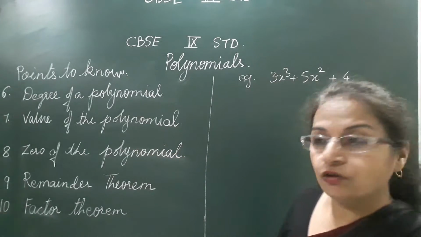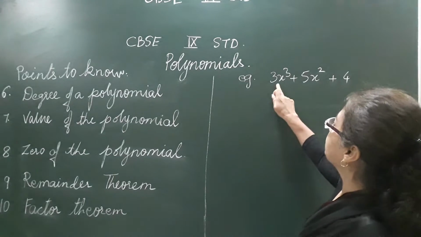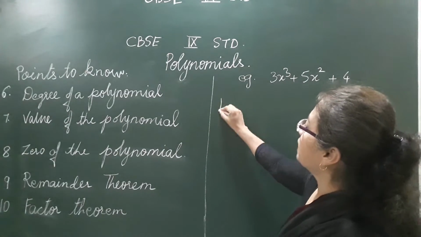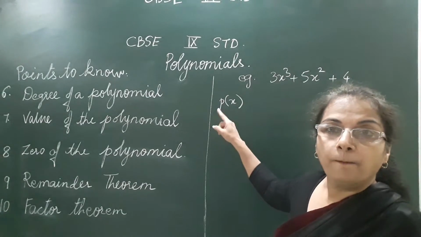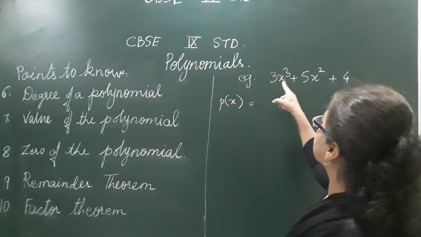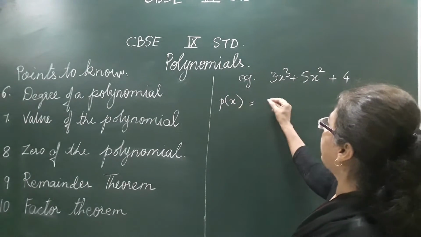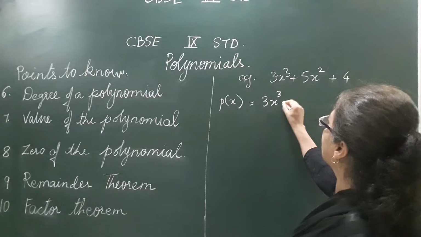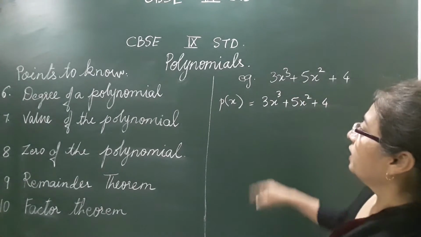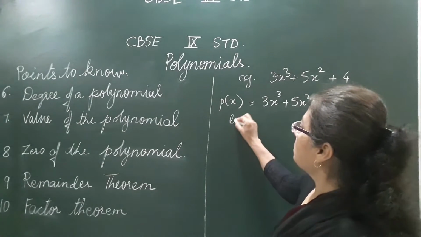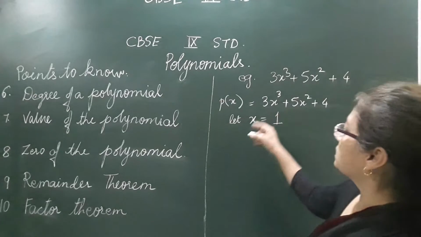How will you find the value of the polynomial? First, for that, I am giving you a small idea. This can be written in short form as a polynomial with variable x. It's also called a function p of x. I can express this polynomial in the variable x, or p of x, as 3x cubed plus 5x squared plus 4. If I say let the value of x be 1, then what will this be?